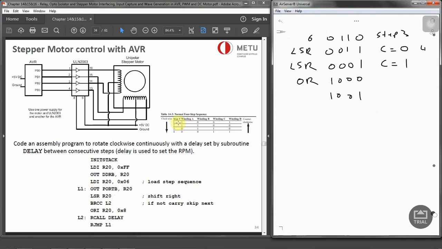So it's going to be rotated to step 1. Now this is step 1, and then we perform another logical shift right, which is going to be 0, 1, 0, 0, and the carry is 1. As carry is 1, we perform another OR function. So that's going to be 0, 0, 1, 1, and that will represent actually step 2. And then this will repeat itself as we are going in a continuous loop. So 3, 4, 1, 2, 3, 4, 1, 2. This is what we are going to get from this code.